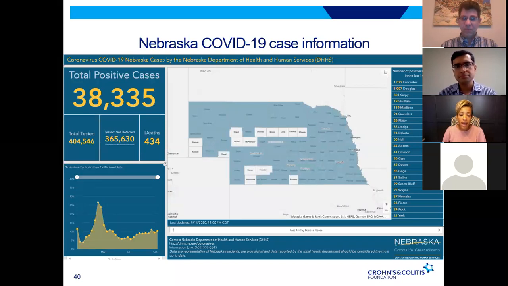In Nebraska, as of yesterday, when I uploaded this, there were 38,335 positive cases with SARS-CoV-2 in Nebraska. And in Iowa, there were just a little less than twice that number at 75,277. So this is an impactful infection and disease in this part of the world, in the United States in particular, and it is important to know about it.